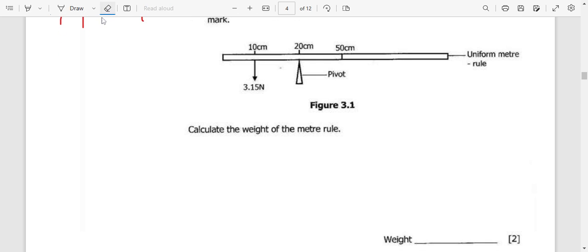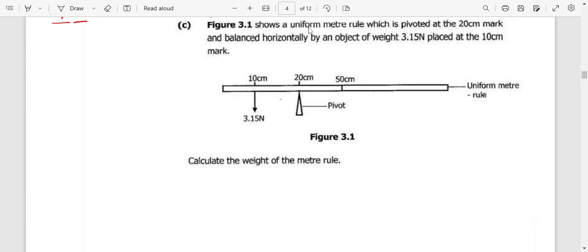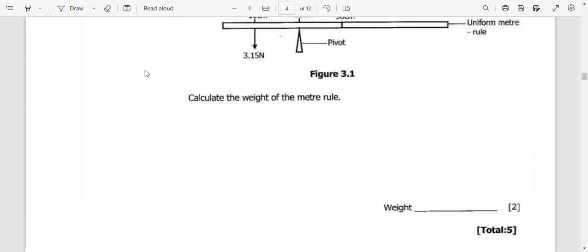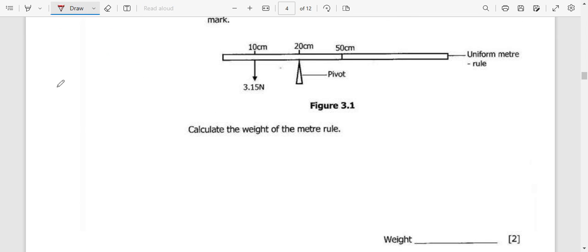Now, one thing that we need to know is that the weight of anything is concentrated on its middle. Now, they've told us from the question that this is a meter rule. What is a meter? A meter is 1 meter, which is equal to 100 centimeters. So meaning that if you are starting from here, this is 0, this is going to be 100 centimeters. And the weight of a ruler is concentrated on its middle. This is the middle, so this is where we're going to find the weight of the ruler.